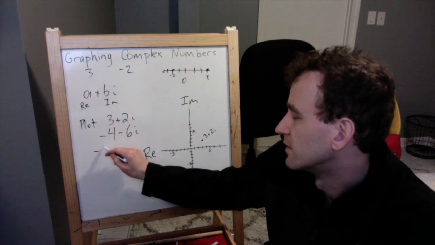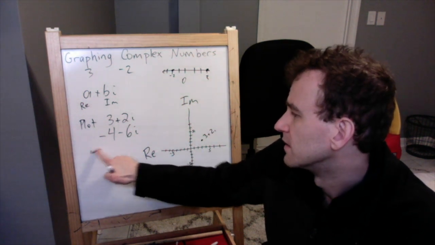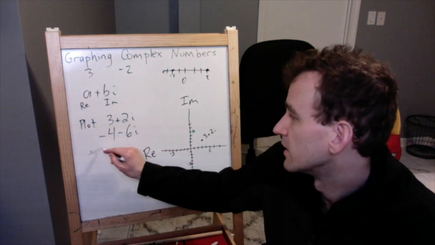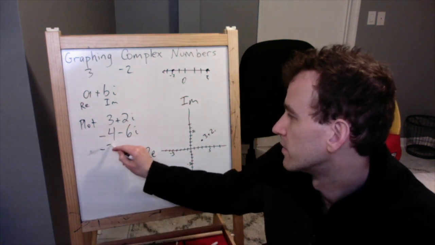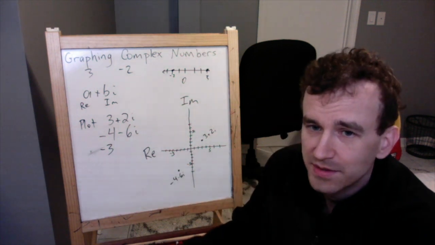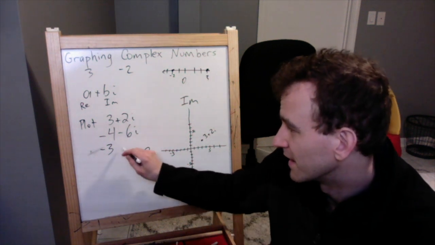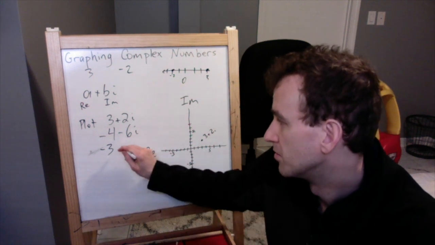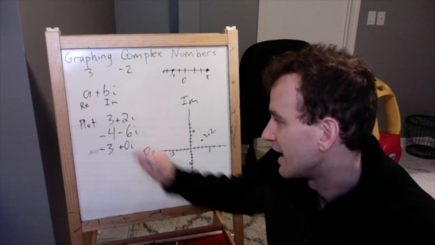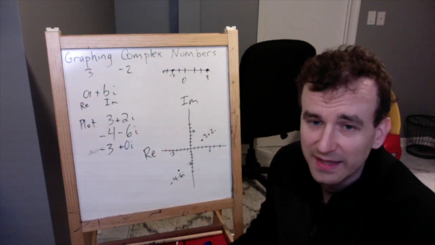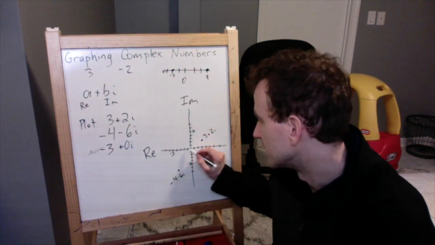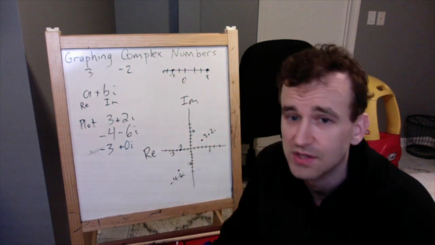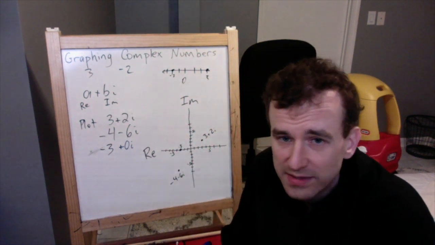Also keep in mind, if you have a number that has just one part, you can still plot it on here. Say you wanted to plot -3. Well, there is no imaginary part. That's the same as saying it's -3 plus 0i. So if we wanted to plot that on our real imaginary plane, it would just be the point -3, 0, which is just right on that real axis.